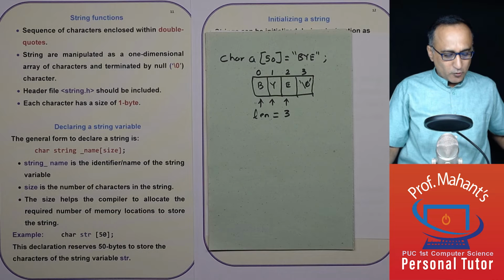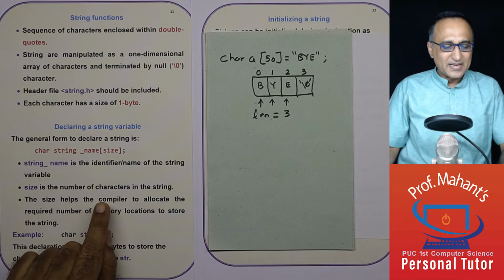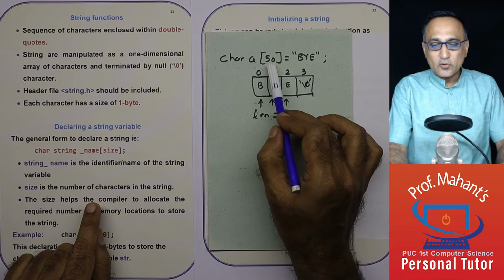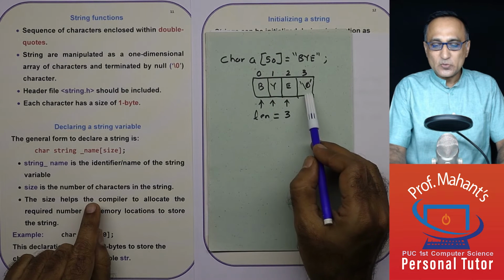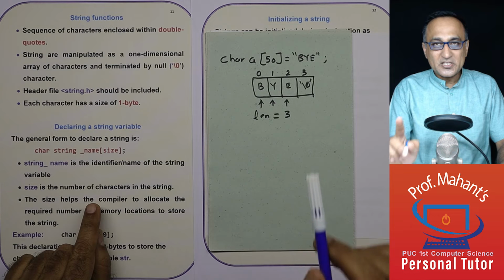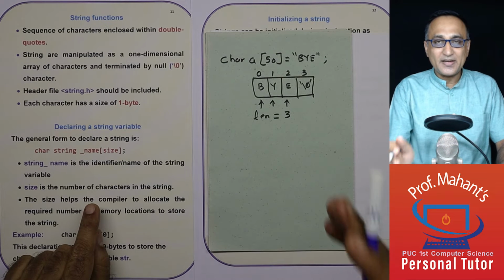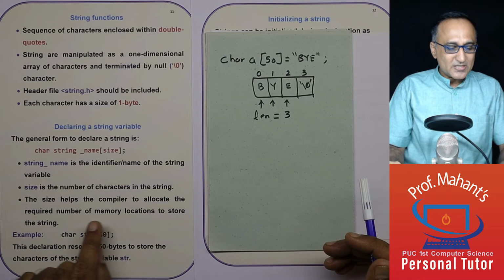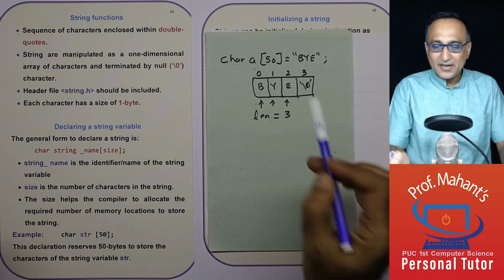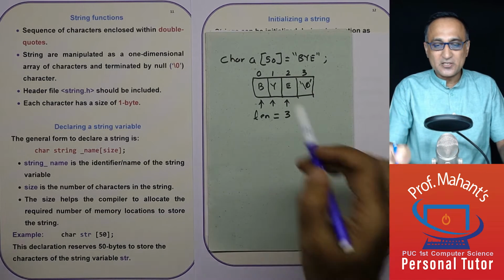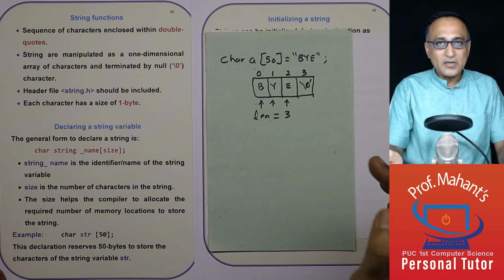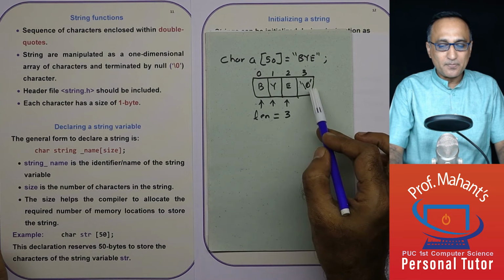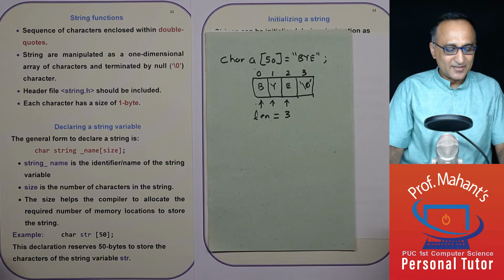Now, I have already told you what size is. Size is the maximum number of characters that can be stored in the string. So you cannot store 50 characters because one space is required to store the null indicating the end of all the characters you have entered. The size helps the compiler allocate that many spaces for A. It gives 50 memory locations for A, but you can store 49 plus 1 for the null character.